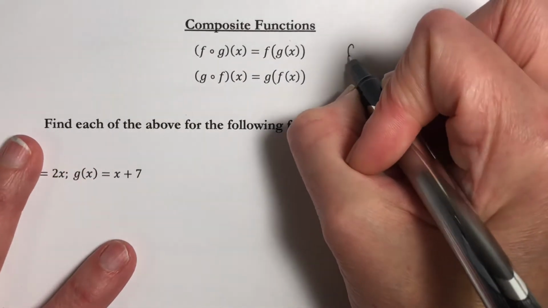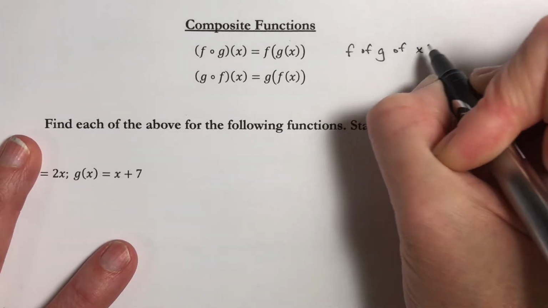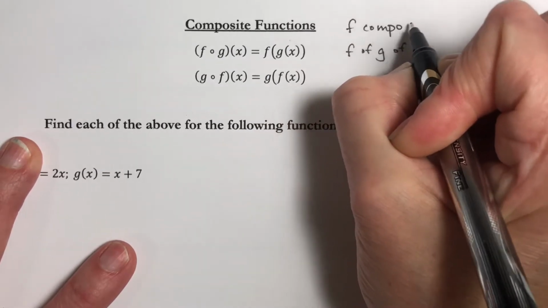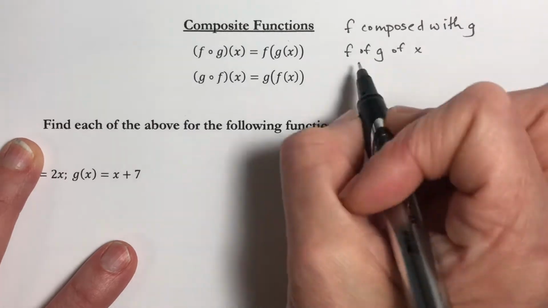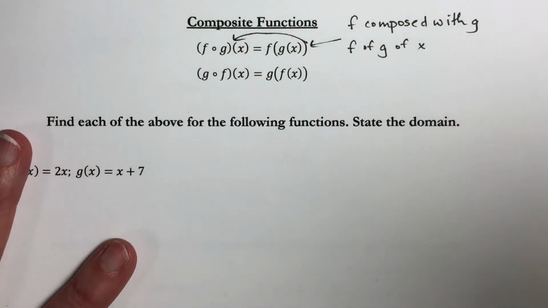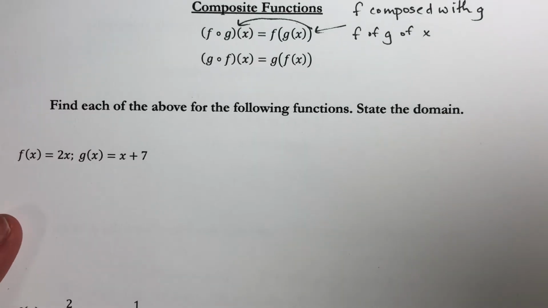This is read basically f of g of x, or f composed with g. That's what this part right here is read as. Okay? Please don't read it as "fog" and "goth." That really annoys a lot of people, myself included.